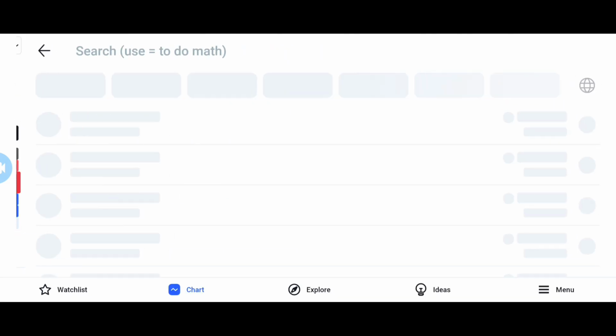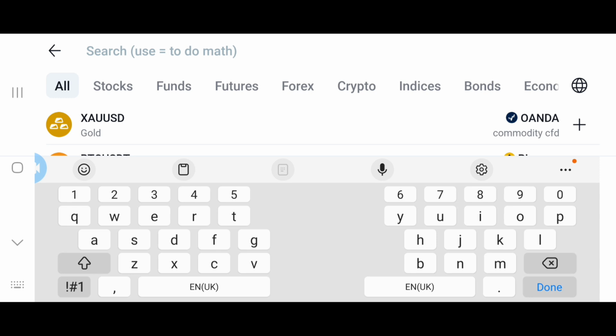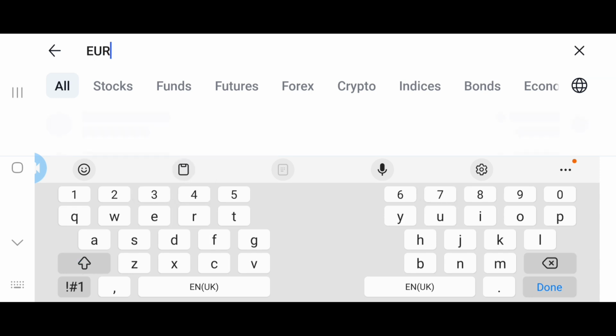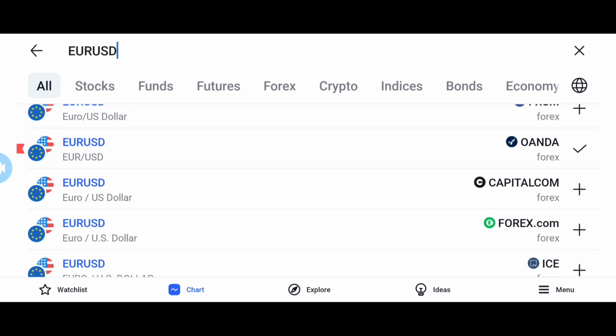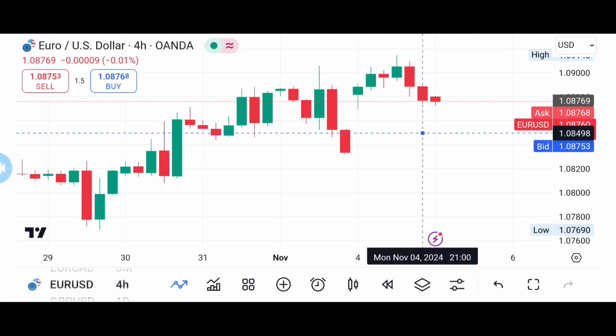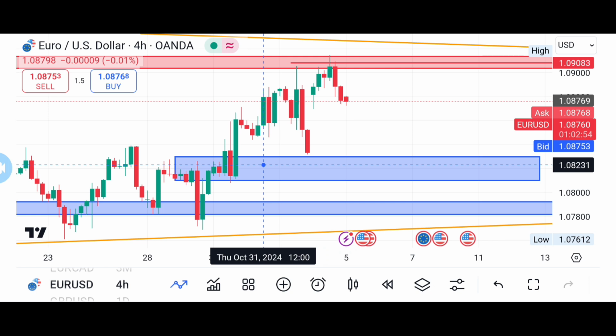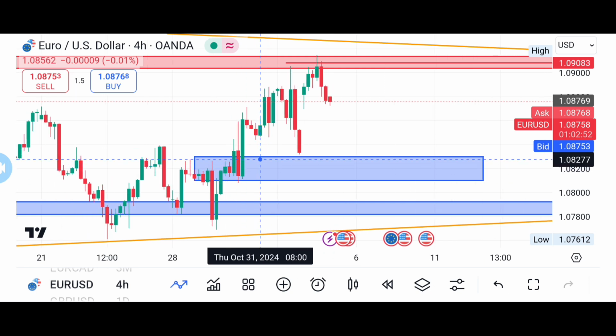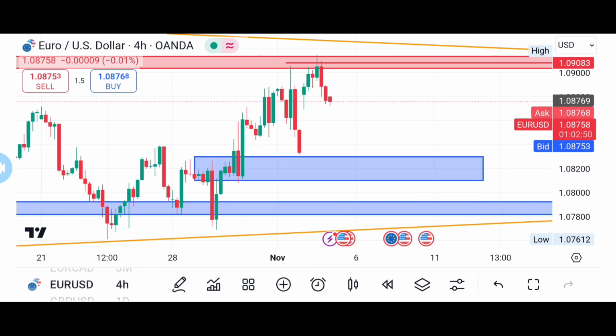Let us go to Euro USD. Let us go to Euro USD, guys. Euro USD, you can see. Let us go to daily time frame.